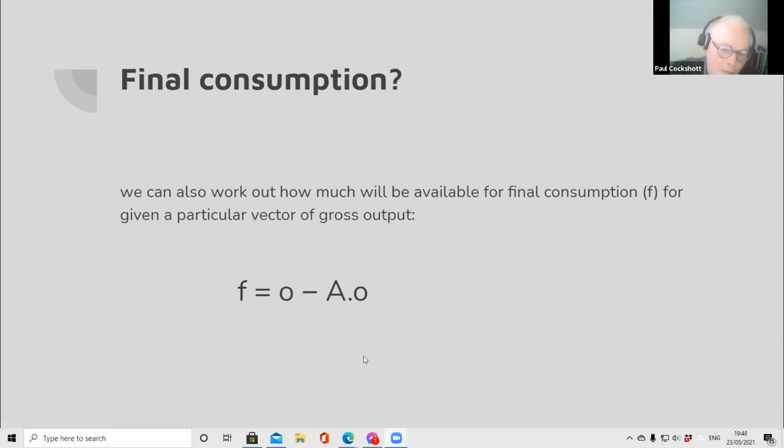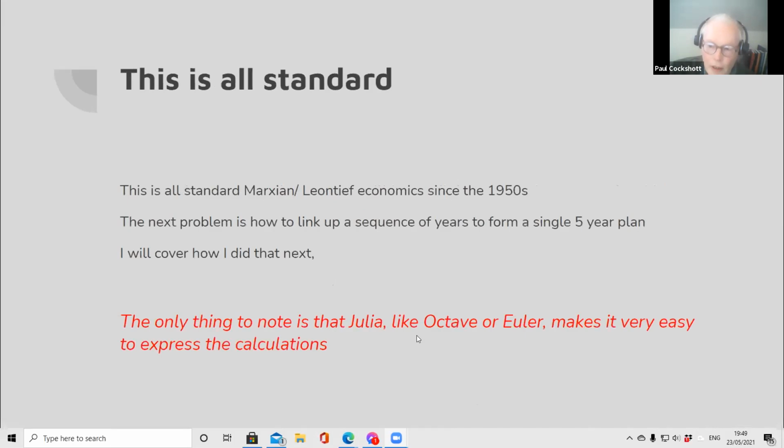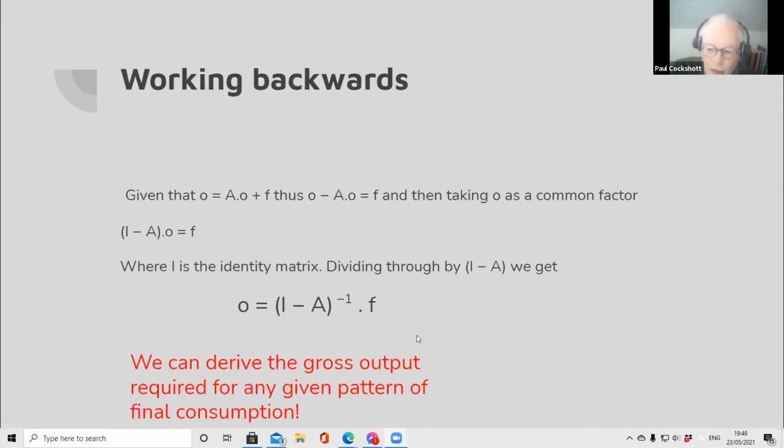You take the resources required from the total output. One of the problems said about the Soviet planning method was that it was only in terms of gross outputs. It wasn't in terms of final consumption. You can invert this by taking the final consumption you want, taking the identity matrix minus A, taking the inverse of that and multiplying it by the final consumption, and you get the gross output that you're going to have for your plan.